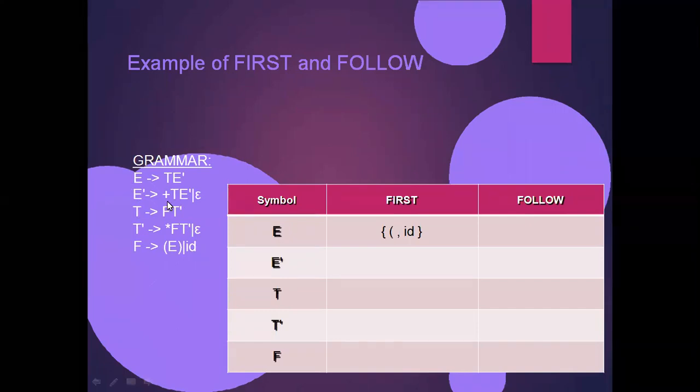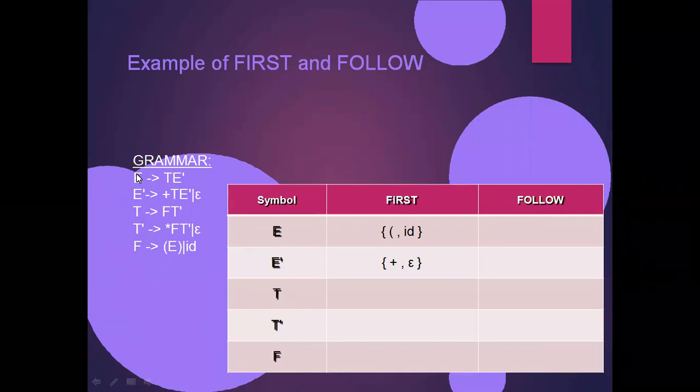What is first of E dash? The first appearing symbol here is a terminal. So directly we are writing a terminal. And another rule we are having for the E dash, that is an epsilon. So plus, comma, epsilon. Isn't it? Are you all following?